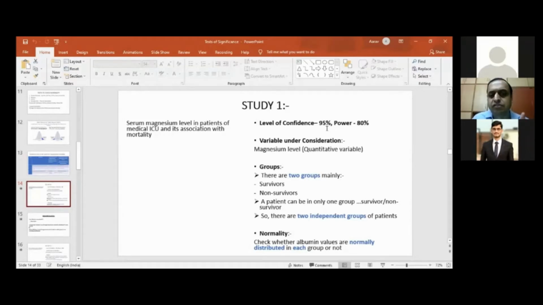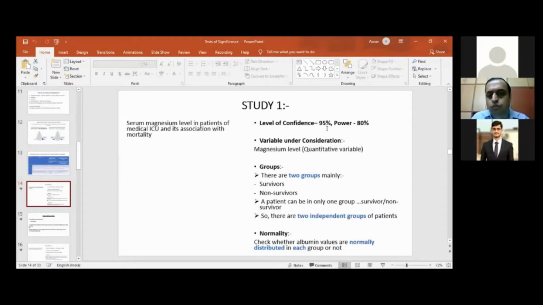So finally, when this researcher gets the data, he will have two groups: those who are survivors, and those who are non-survivors. And he will have magnesium levels in the survivor group versus magnesium levels in the non-survivor group. This is what finally he is going to get. He might have age, gender and other things, but what was his commitment as the primary goal? To check magnesium levels between the two groups. So we'll concentrate on that.